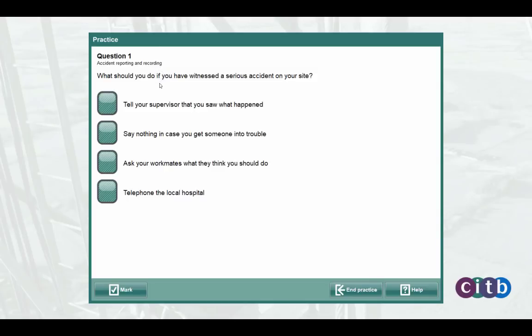What should you do if you have witnessed a serious accident on your site? Tell your supervisor that you saw what happened. Say nothing in case you get someone into trouble. Ask your workmates what they think you should do. Telephone the local hospital.